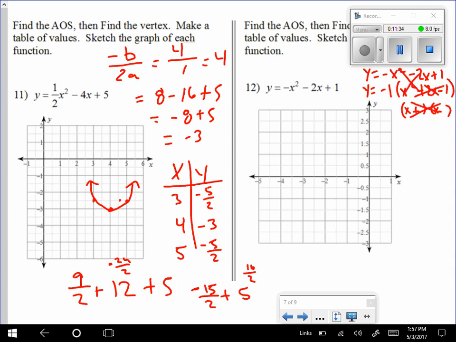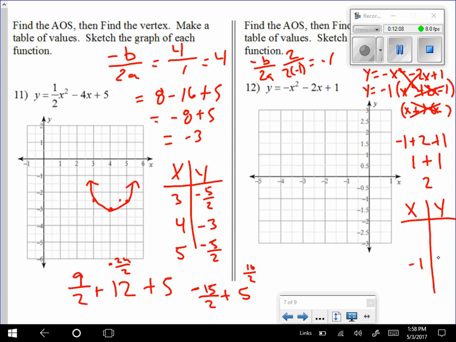So back to our lovely -b over 2a. So we'd have 2 over 2 times -1, which would be -1. Plugging in -1 is going to give us, well, -1 squared is 1, and that's the opposite of that. So we have -1 minus or plus 2, because 2 times -1 would be -2, the opposite of that, plus 1. So we'd have 1 plus 1, which is 2. So our vertex is at -1, 2.